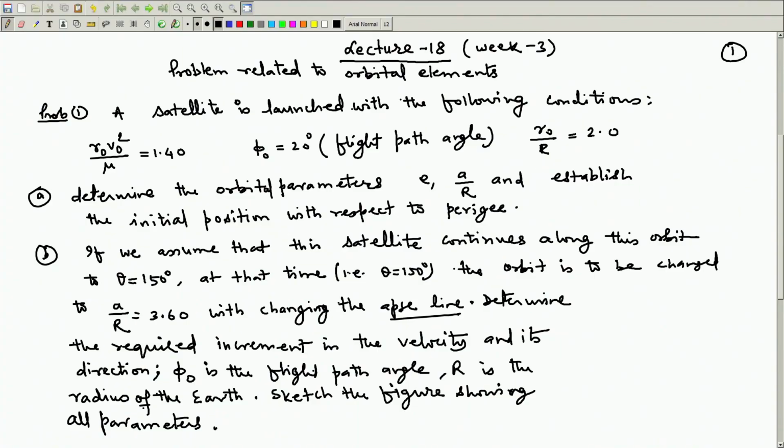See, the problem is defined here. Basically, it is a satellite launching problem, also a trajectory change problem, which we are going to do a little later, but because this is a very simple one, we can include it with our satellite orbit determination problem. So, a satellite is launched with the following conditions.